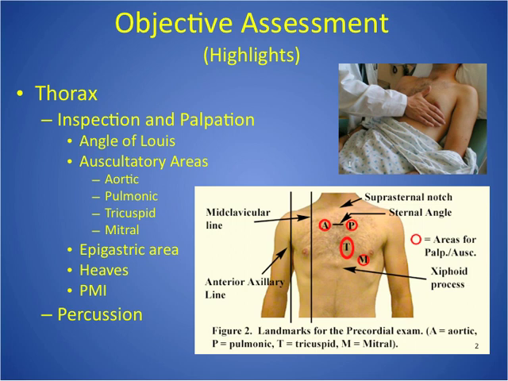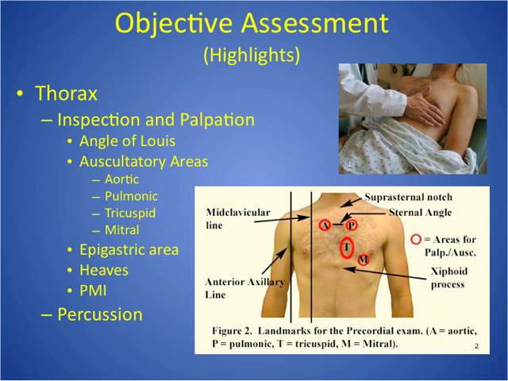So the angle of Louis, that's that raised notch right at the second rib. It kind of starts everything. It's that sternal angle, as you see on this picture. Then the auscultatory areas, and I covered this in the A&P review, but I'll cover it again here. Remember, it's different than the order of the blood flow where you listen. And you have to, again, know the locations by word, but also on the body.